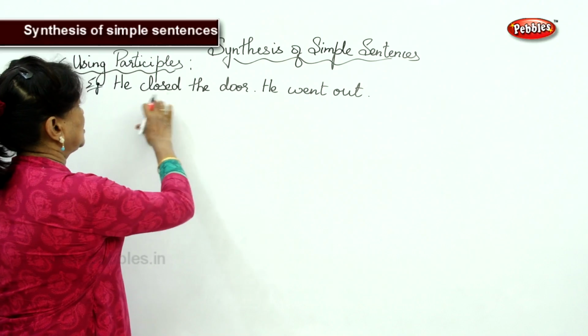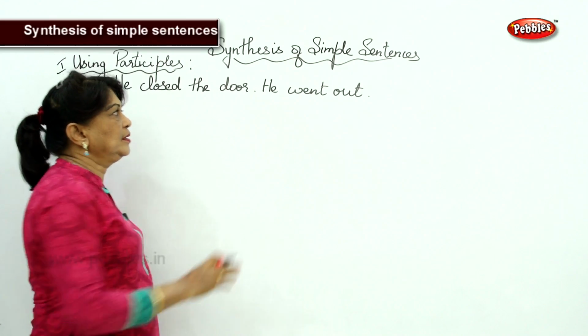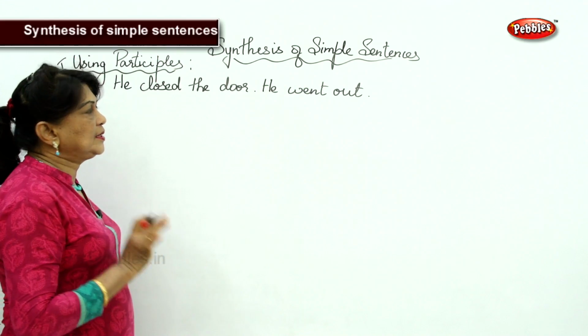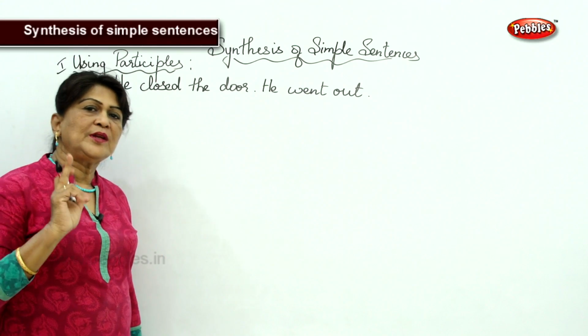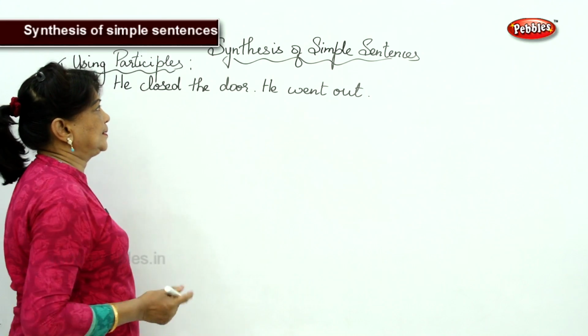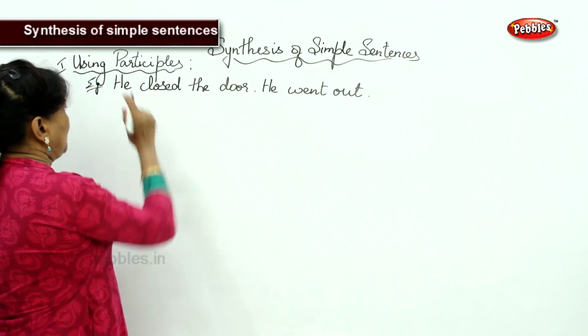See, he closed the door. Closed is the verb here. He went out. Went is the verb here. But for a simple sentence, it should have only one finite verb. Now, how do we combine this? Okay, I am going to use a participle.